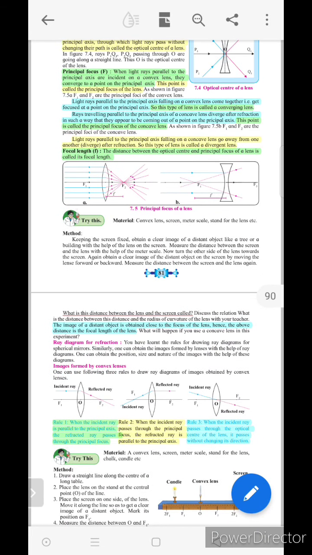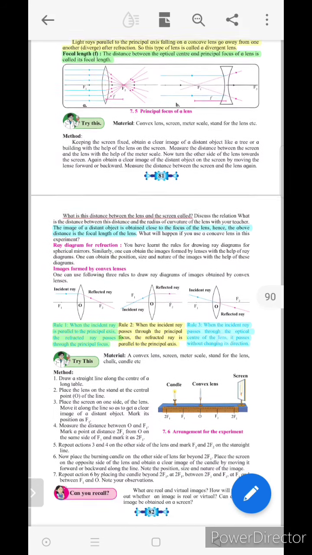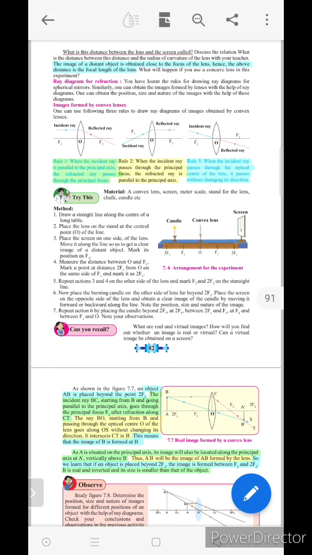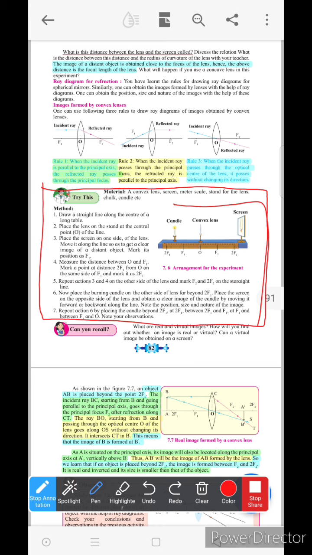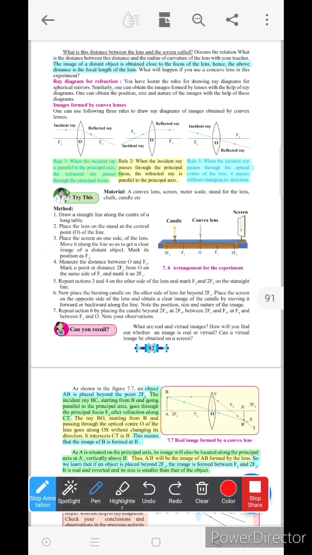Now we will directly move on to the page number 82. The topic that is try this. Again the whole topic is removed from this syllabus, and you have to cut that part. You don't have to study that part.